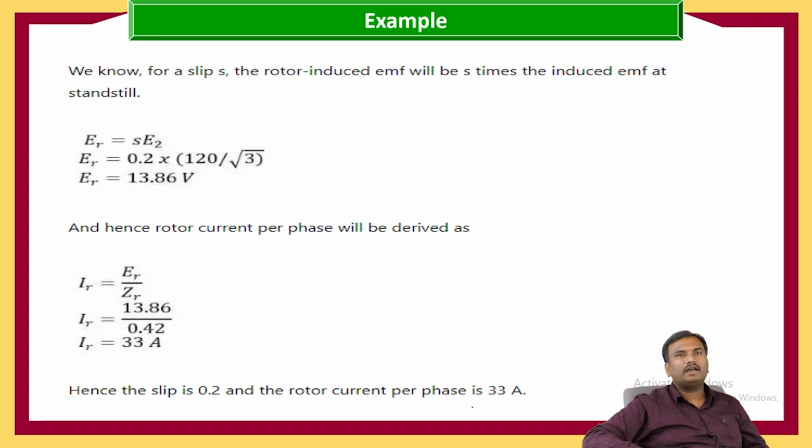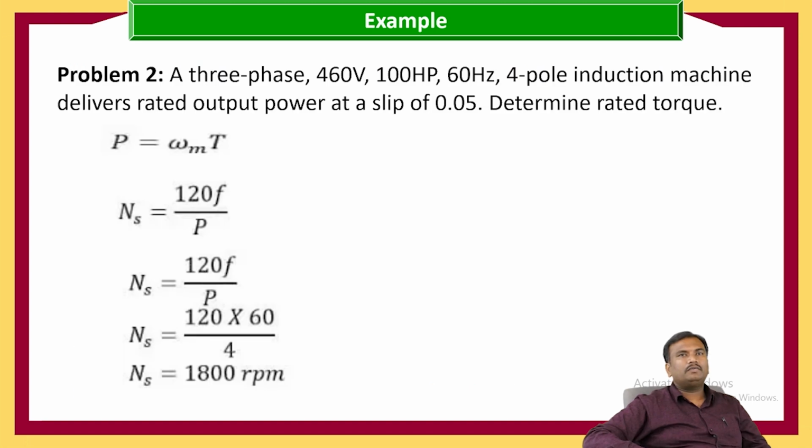This is the way we have to calculate the slip at maximum torque and rotor current. Now we'll go with the next problem. A three-phase 460 volts 100 HP 60 Hz 4-pole induction machine delivers rated output power at a slip of 0.05. Determine the rated torque.